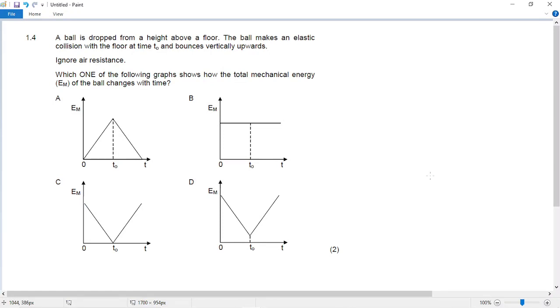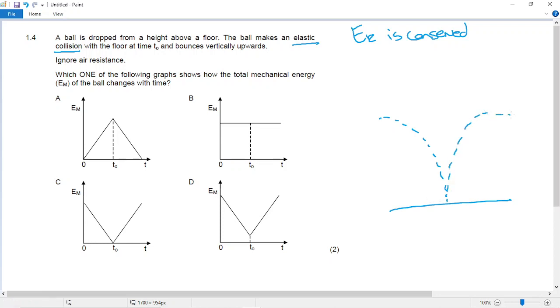Now, if we come to 1.4, it says a ball is dropped from a height above the floor. The ball makes an elastic collision. If we have an elastic collision, energy is conserved. It says at time t0 and bounces vertically upwards. So basically what we've got is a ball hitting the floor and bouncing back up, and because it's an elastic collision, it'll reach the same height as what it was dropped from. Ignore air resistance, so the ball is a projectile.